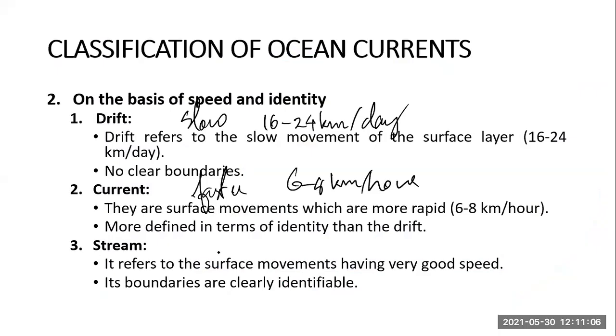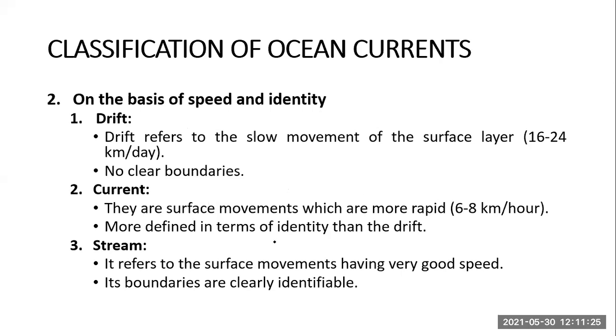And the last one is a stream. So stream refers to surface movements having very good speed. These are extremely fast ocean movements, and the boundaries are clearly identifiable as well. Surface movements having very good speed, more than 8 kilometers per hour, are what we call a stream. So these are the fastest ocean currents of the world, the fastest variety are called streams.